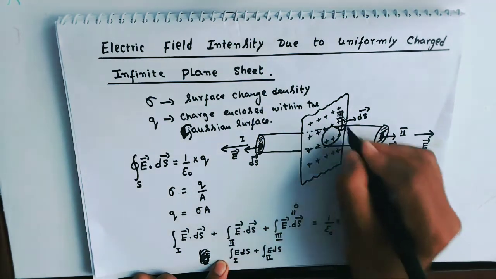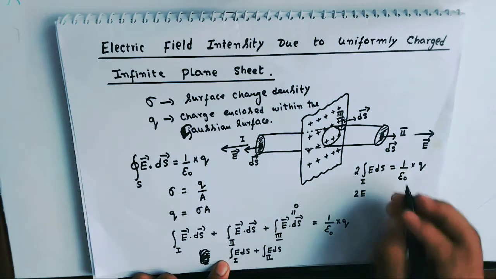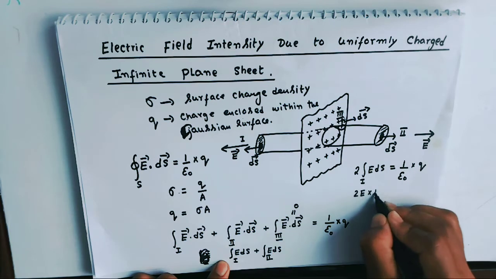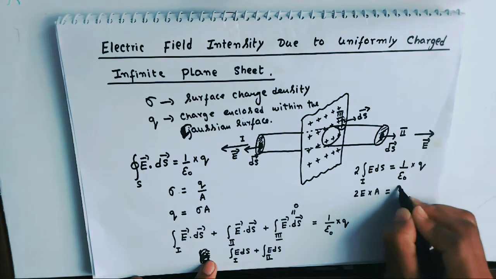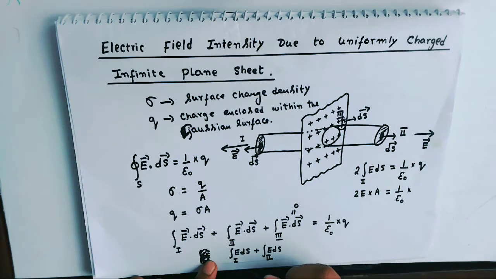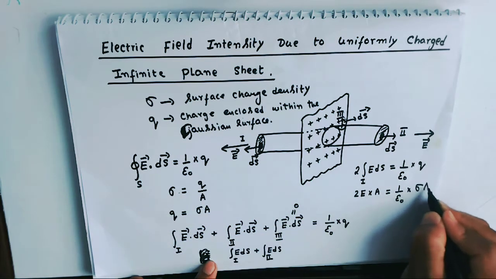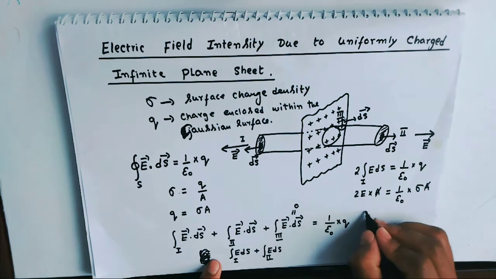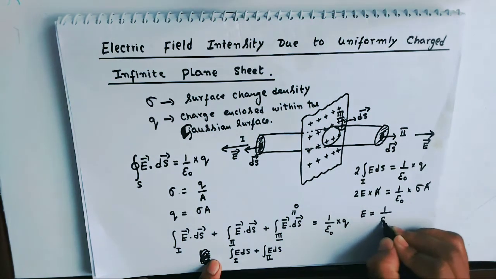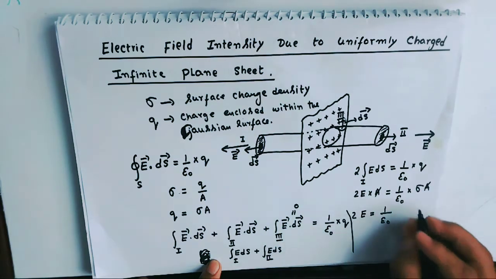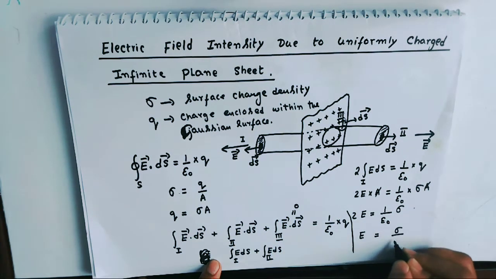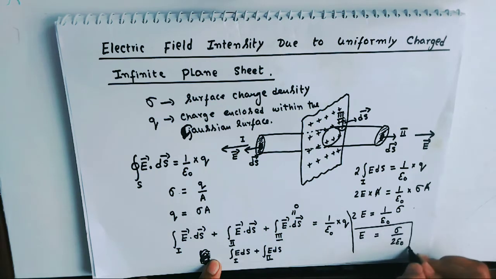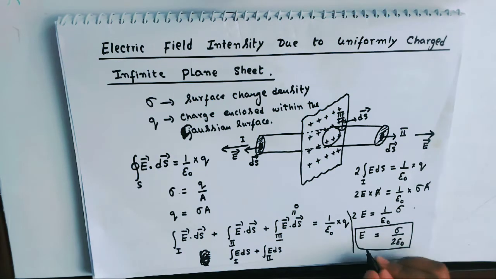So the charge is uniformly distributed. So E we can take out. The integration of this ds is A. As we have mentioned earlier, the area of cross section of this is A. So this is equal to 1 by epsilon naught times q. But q is sigma A. So A and A will get cancelled. So E is equal to 1 by epsilon naught sigma, or E equals sigma by 2 epsilon naught. So this is the magnitude of the electric field due to an infinite plane sheet.